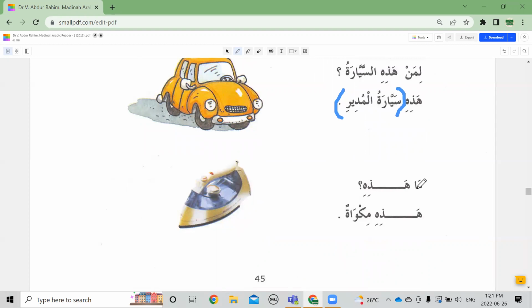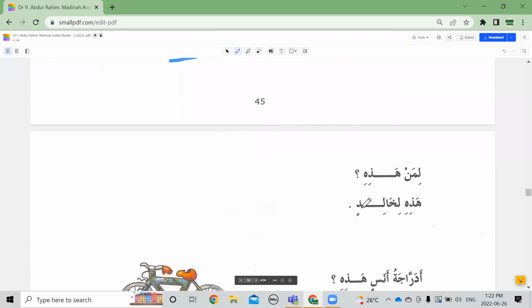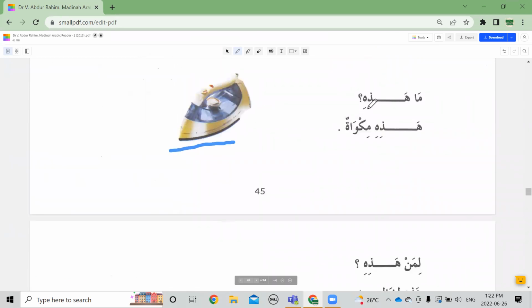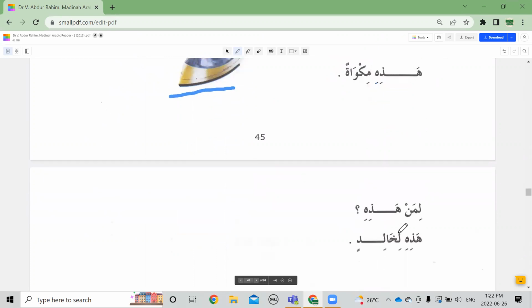Ma hazihi? What is this? Hazihi mikwatun. This is an iron. Yes. So this is also feminine. Because it's feminine, that's why we use hazihi. Like for sayyaratun as well, sayyaratu is feminine because of this ta marbuta, so we use hazihi. Feminine.